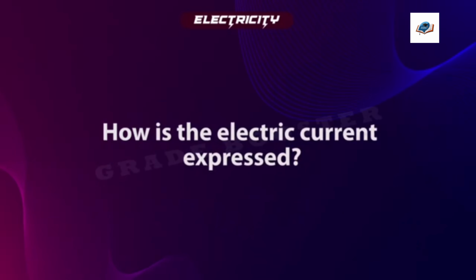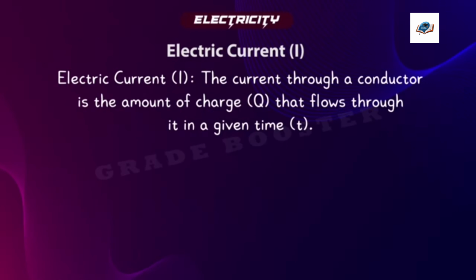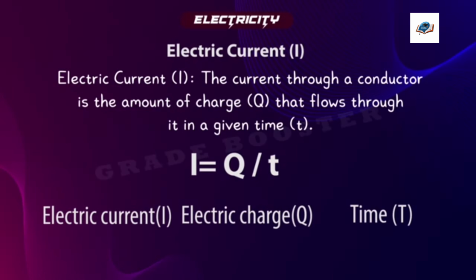Now let's see how the electric current is expressed. Electric current, I. The current through a conductor is the amount of charge Q that flows through it in a given time t. It is given by the formula I = Q/t. I means electric current, Q means electric charge, and t is time.